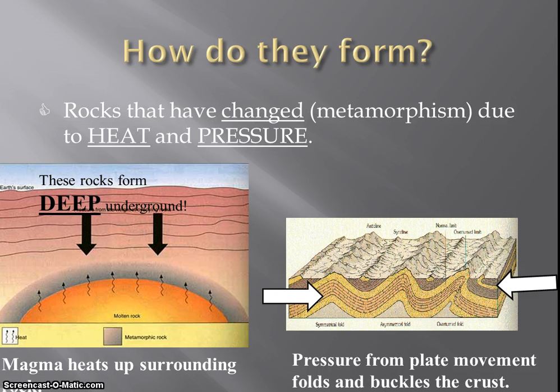So rocks that have changed or gone through metamorphism do that based on the heat and pressure applied to these rocks. So any rock can experience heat and pressure and turn into a metamorphic rock. When that happens, these rocks are deep down. So if you look at the first picture on the left, you can see magma is there, which provides heat. So it heats the rock up, not to the point where it's going to melt, but just heats the rock up enough to cause a chemical change.